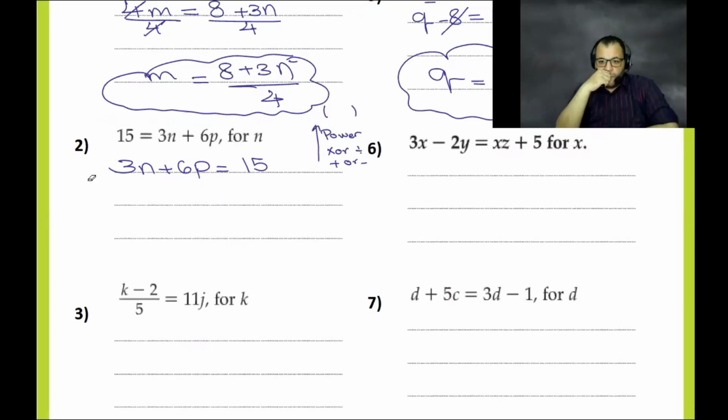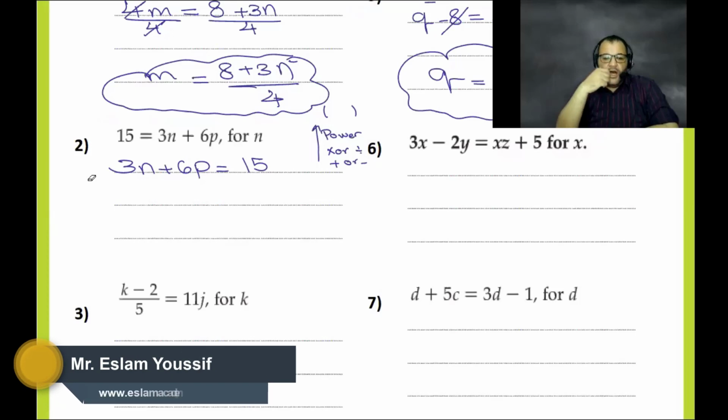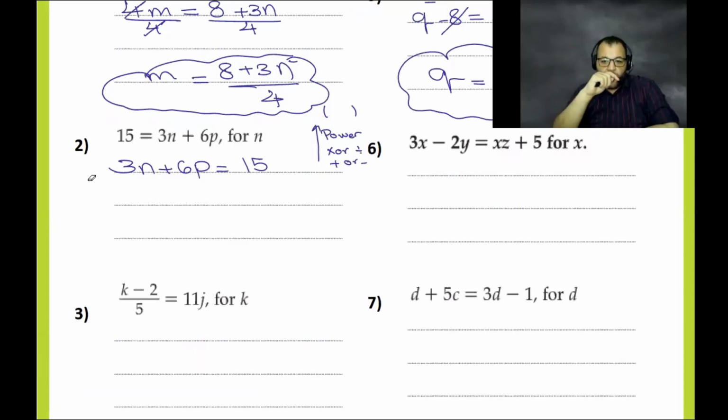Mister, can you go back to question number 5? Why? Because I didn't understand. I'm explaining this one, number 2, then in question number 6 you will find the same idea. All of them are the same idea. Okay, sir. There is no difference between them, the solving equation.